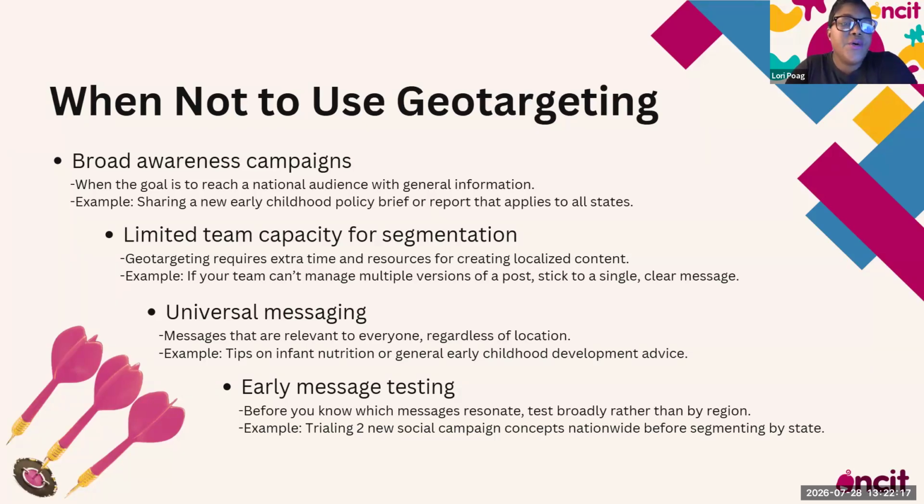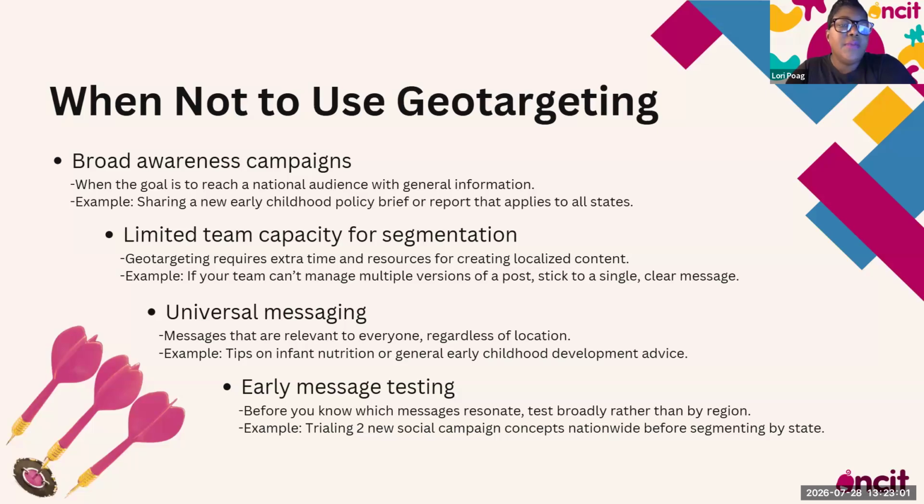Universal messaging. Messages that are relevant to everyone, regardless of the location. It's good to use these, that way you don't have to worry about geotargeting per se. An example of this would be tips on infant nutrition or general early childhood development advice. You don't have to segment this down to a certain audience, because kids are everywhere, infants are everywhere. So unless it's something specific to your region, or something you're asking people in a certain area or zip code to take advantage of, you can keep it very wide range, open, and generic.